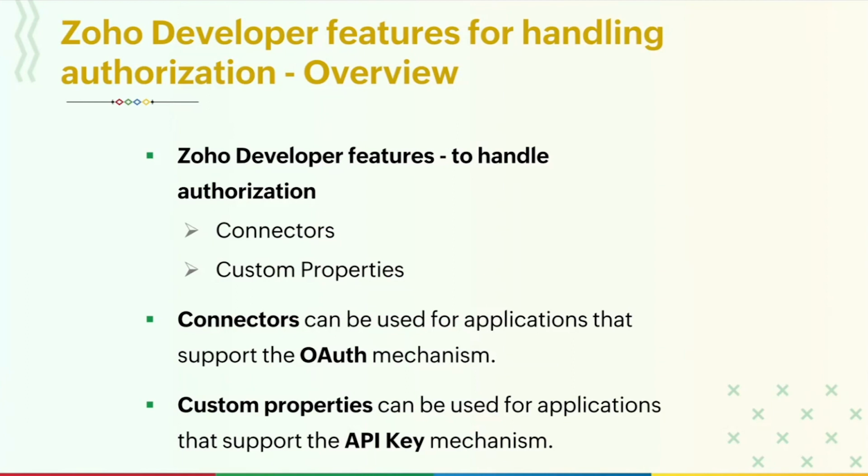So as a summary, establishing a connection between Zoho CRM and another application allows you to perform data operations between the applications. And the Zoho CRM developer platform allows you to create this secure and authorized connection by using either the connectors feature or custom properties feature, depending on the authentication mechanism supported by the third-party application that you're connecting Zoho CRM with. So the connectors feature can be used to connect with applications that support OAuth, and the custom properties feature can be used to connect with applications that support API keys or tokens.